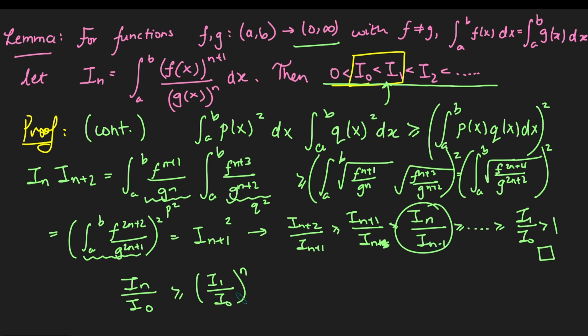And now this implies that I_n must be at least I_0 times (I_1 over I_0) to the n. This guy here is a positive constant, and the thing inside the brackets is bigger than 1. So I_n is bigger than a constant times something that's bigger than 1 to the power of n, and so this is going to go to infinity as n goes to infinity. And so this in fact proves that I_n is not only an increasing sequence of numbers, it's an unbounded sequence of increasing numbers, and that's going to be crucial for us to evaluate our limit.